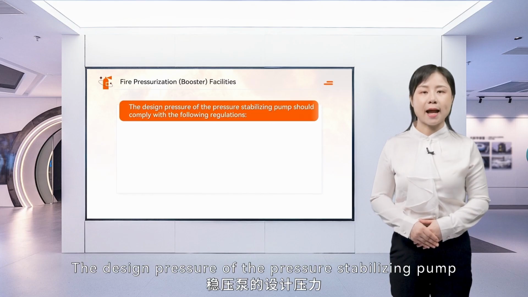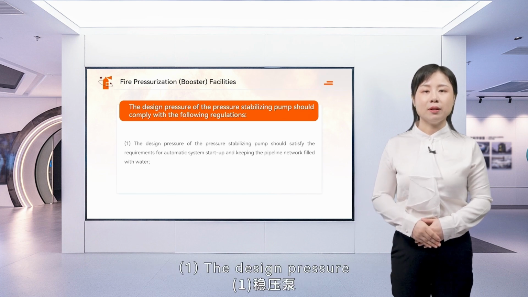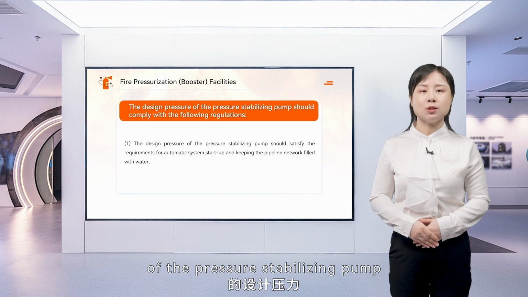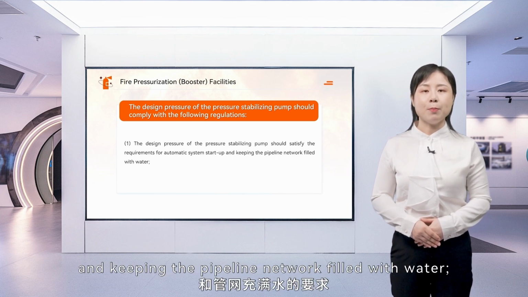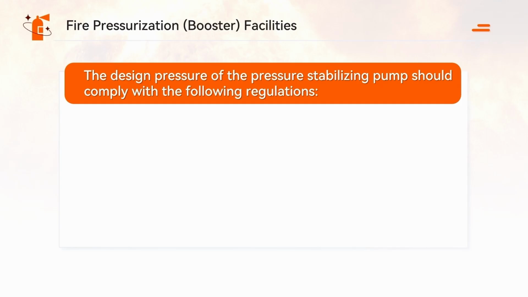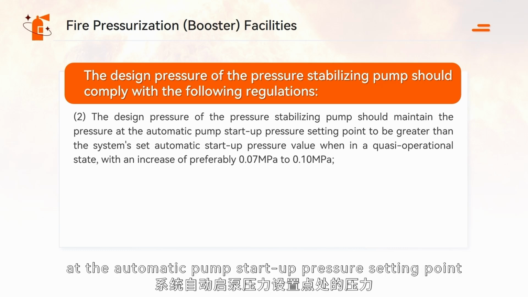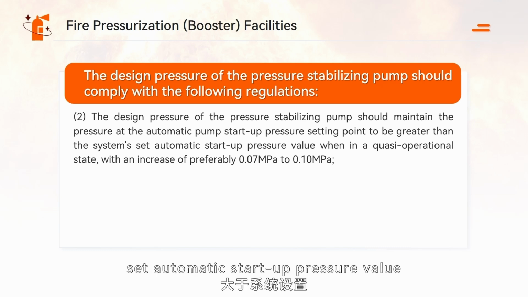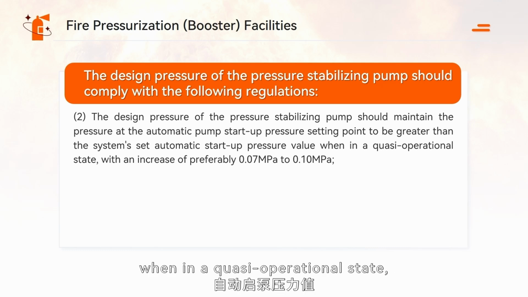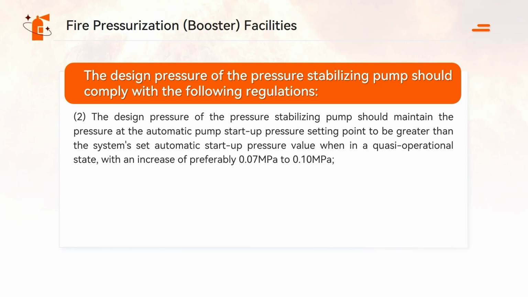The design pressure of the pressure stabilizing pump should meet the following requirements. 1. The design pressure of the pressure stabilizing pump should satisfy the requirements for automatic system startup and keeping the pipeline network filled with water. 2. The design pressure of the pressure stabilizing pump should maintain the pressure at the automatic pump startup pressure setting point to be greater than the system's set automatic startup pressure value when in a quasi-operational state, with an increase of preferably 0.07 megapascals to 0.10 megapascals.